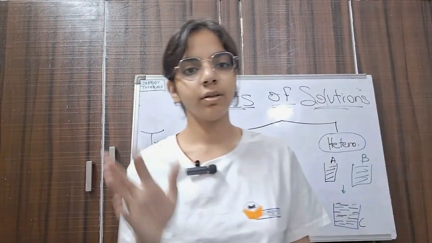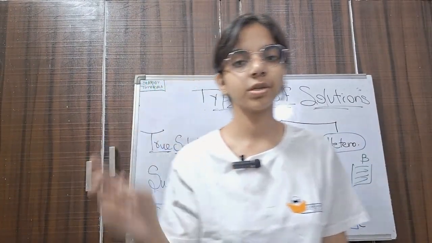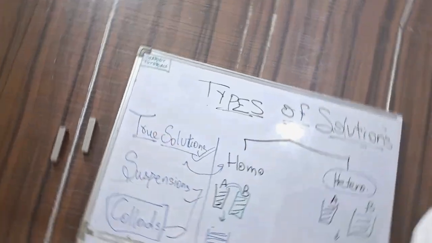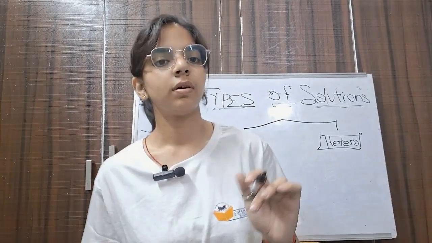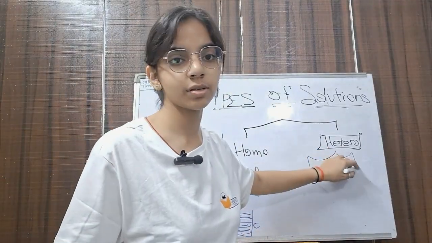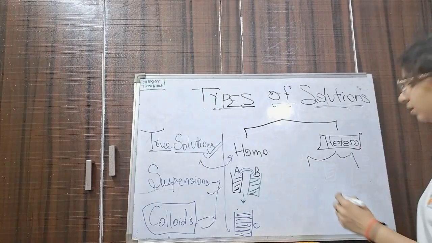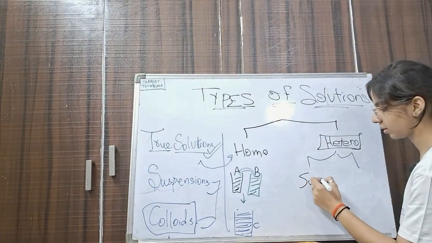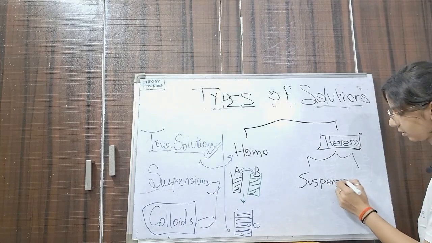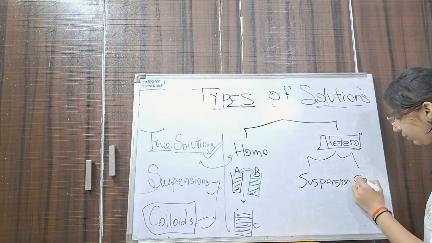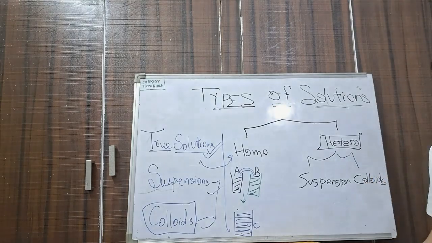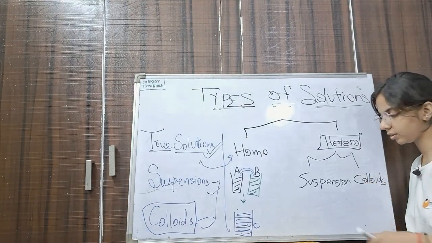So now let us study the difference between suspension and colloid, which are the categories of heterogeneous solution, right? So let's go. The categories of heterogeneous solution are suspension and colloid, right? These are suspension and colloids. Now what is the difference between these two, as both these are heterogeneous, right?